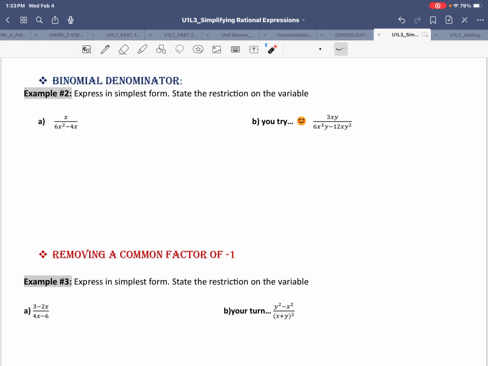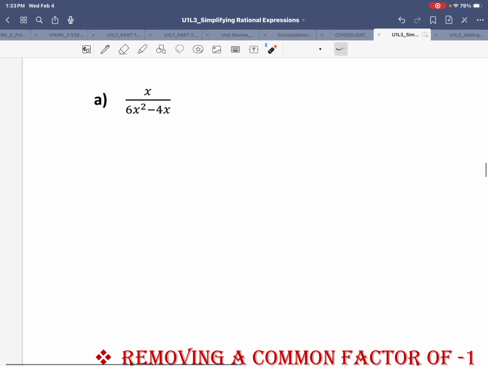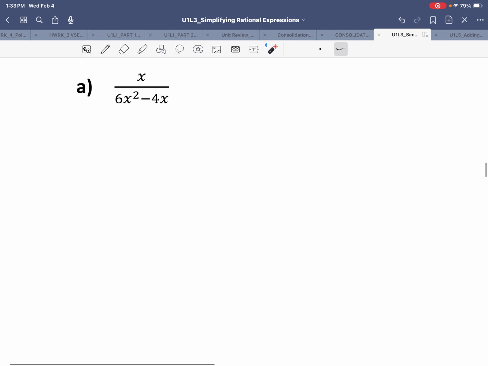Hi everyone, let's take a look at some rational expressions and go over the step-by-step process to simplifying them. So in this example, we have expressions with a binomial denominator. We're going to get started with reading the question. We have a monomial here and a binomial here.